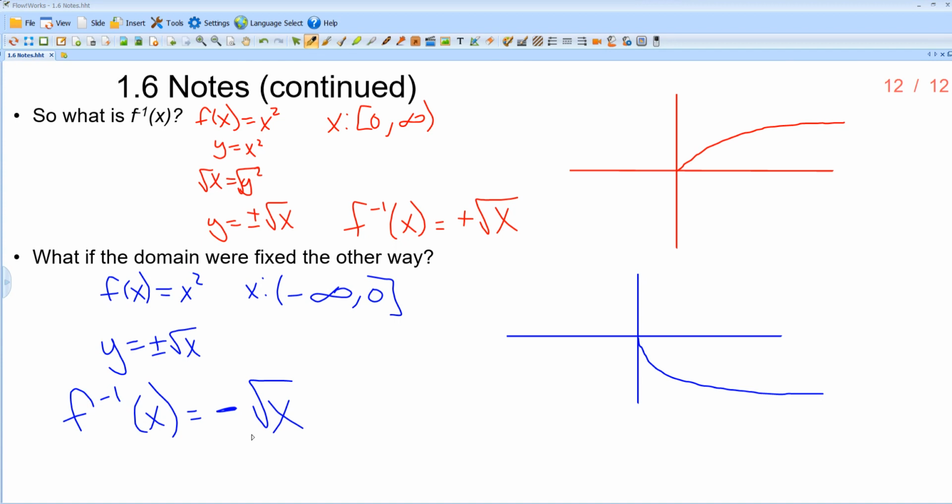Notice this is a reflection, throwing back all the way to 1.4. This is a reflection over the x-axis because I just changed my y values. So I took this piece and I reflected it down.